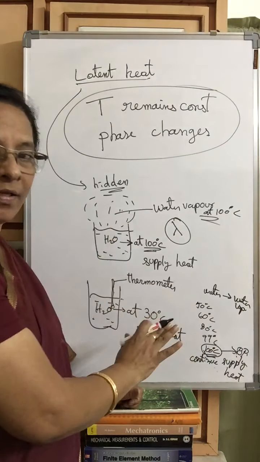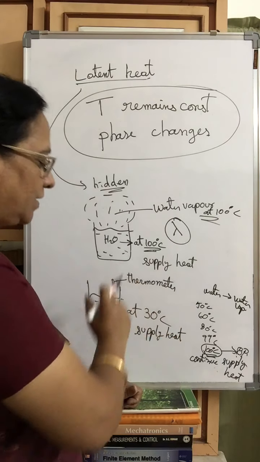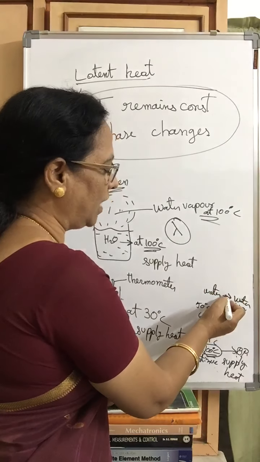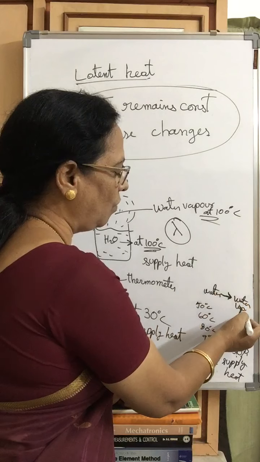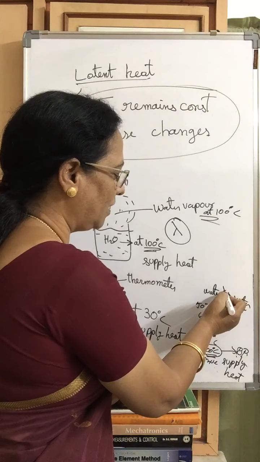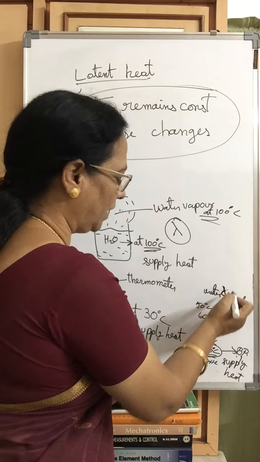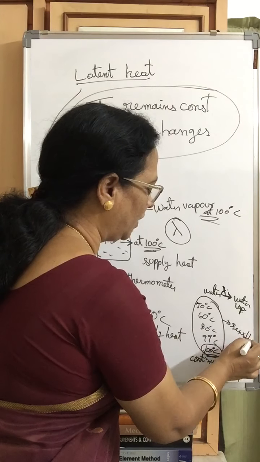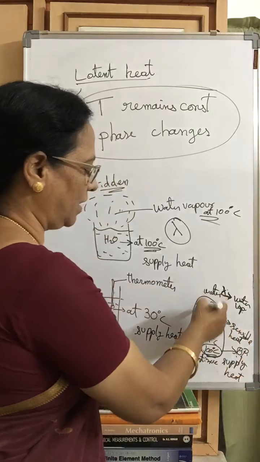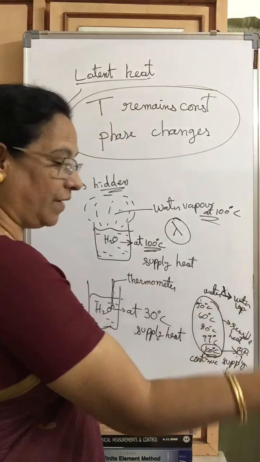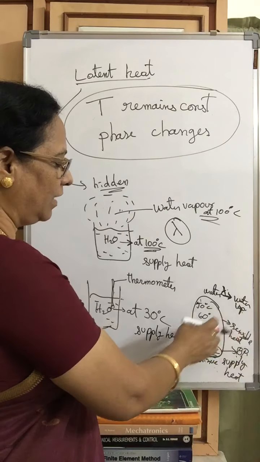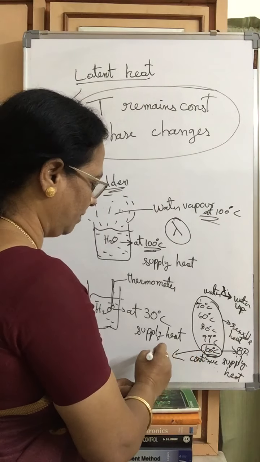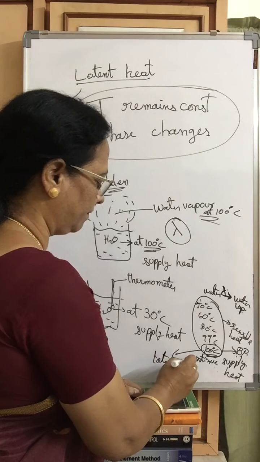The thermometer is not showing any increase in temperature, but we are supplying heat. Then what is happening to that heat? That heat is utilized in converting water to water vapor. So this is called latent heat, lambda. Till now, this was sensible heat. Sensible heat is the amount of heat where temperature is changing but phase is not changing. Inversely, here, after reaching 100, the temperature remains constant. Here comes the term latent heat. Thank you.